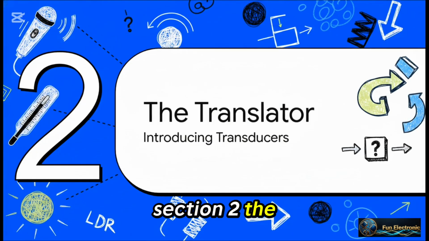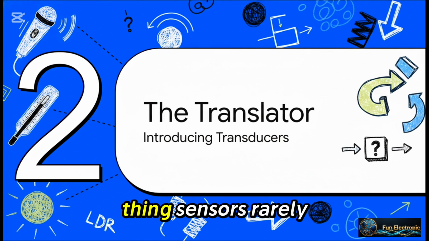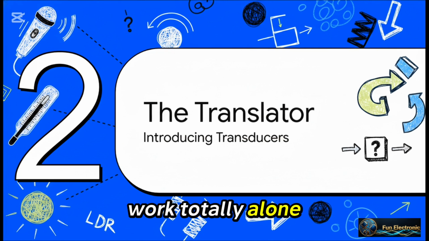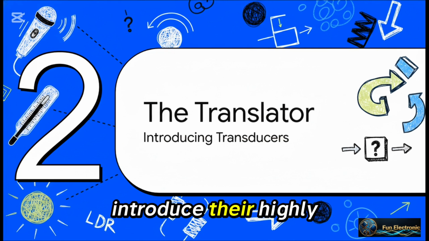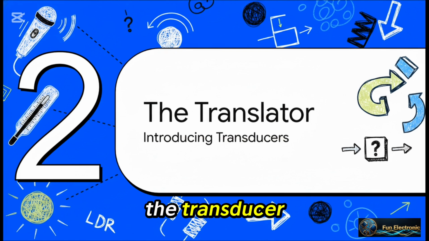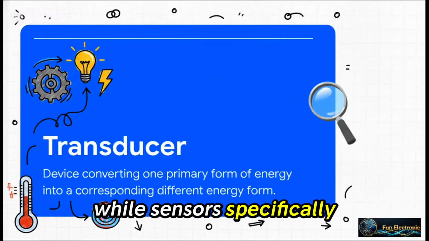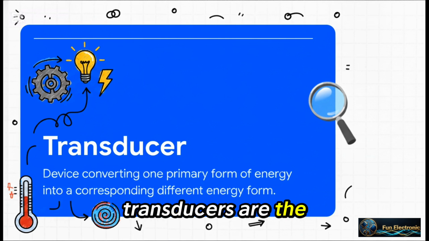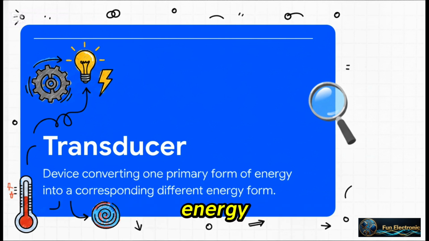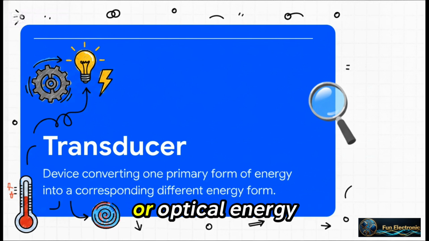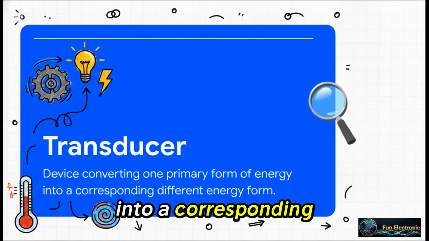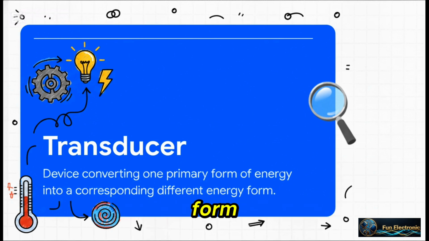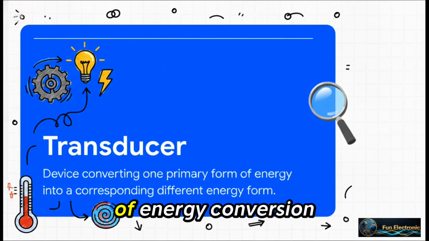Section 2. The translator. But here's the thing. Sensors rarely work totally alone in a vacuum. We need to introduce their highly related partner, the transducer. While sensors specifically detect and output an electrical signal, transducers are the essential translators of energy. A transducer is a device that converts one primary form of energy, say mechanical, thermal, or optical energy, into a corresponding signal with a completely different energy form. They are doing the heavy lifting of energy conversion.